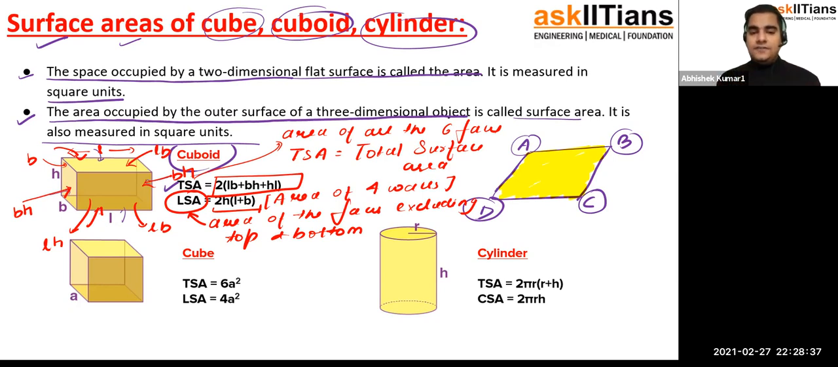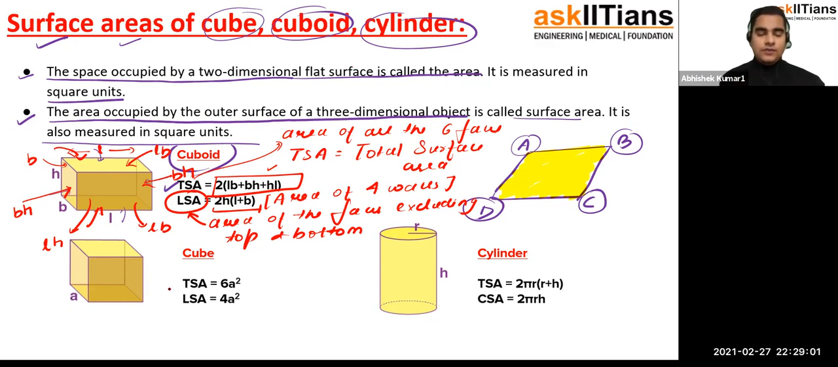When you add the area of six faces, this is the value that you get. When you are talking about lateral surface area, it means the area of all the faces excluding the top and the bottom. So when you calculate the area of all the faces excluding top and bottom, you get 2(L+B) into H. Lateral surface area and area of four walls are exactly the same thing. Don't get confused. All right.